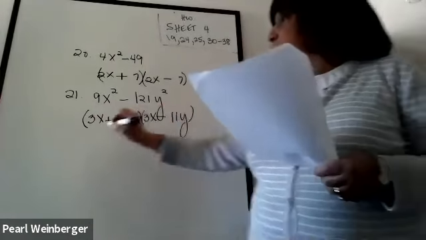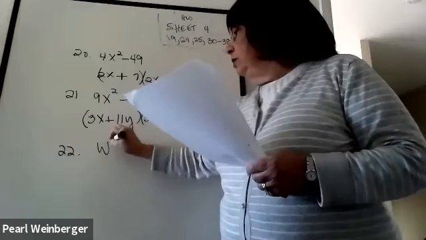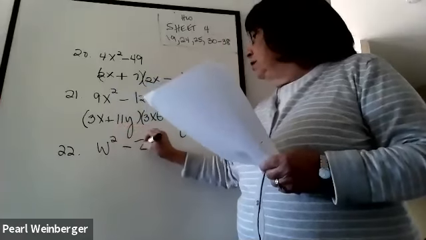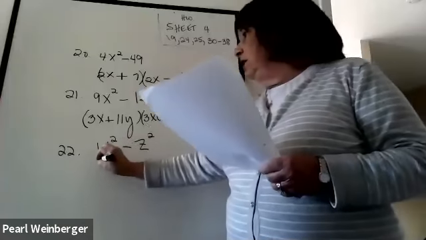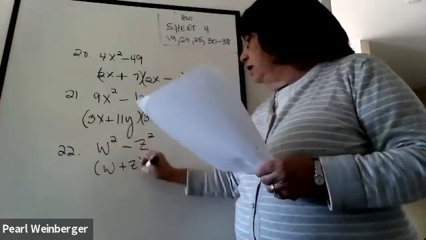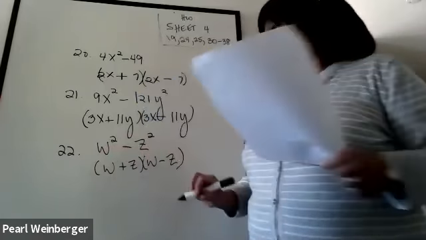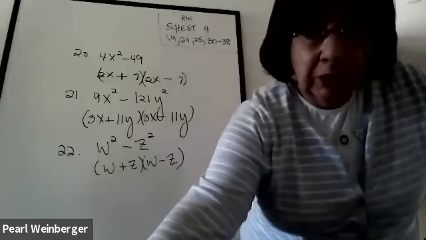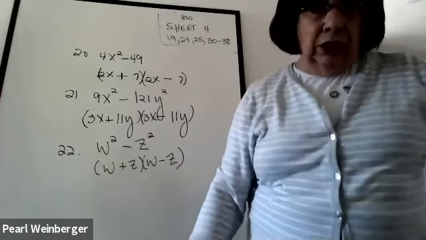Number 22 is again a binomial. It's just w squared minus z squared. Again, there's no common factor, but these are the difference of squares. So all I have to do is w plus z and w minus z. Again, some of them are really easy. Some of them are a bit more difficult. Any questions on any of these?